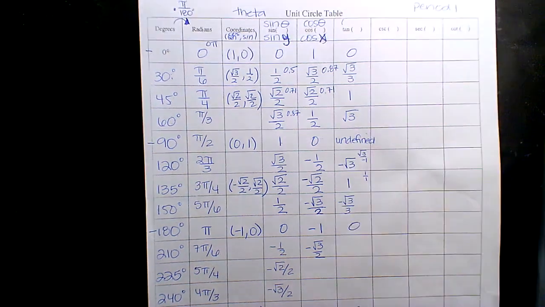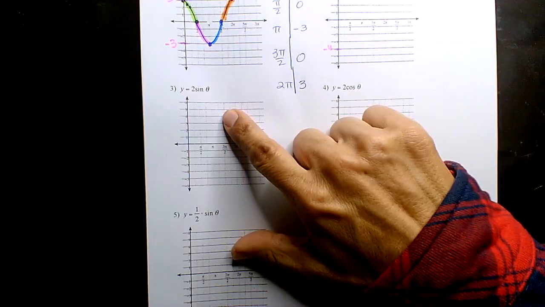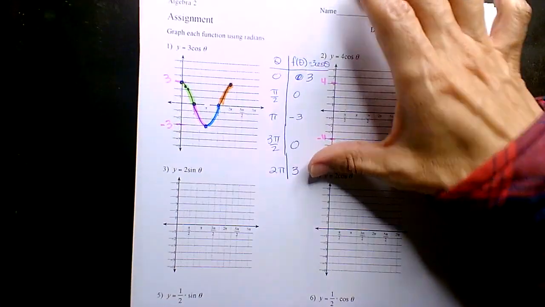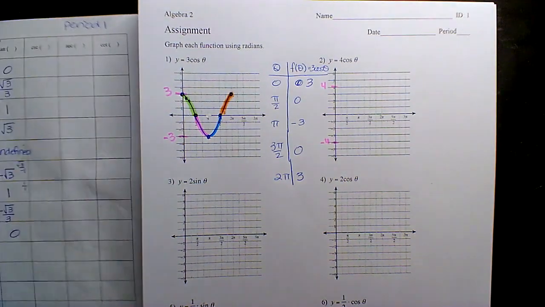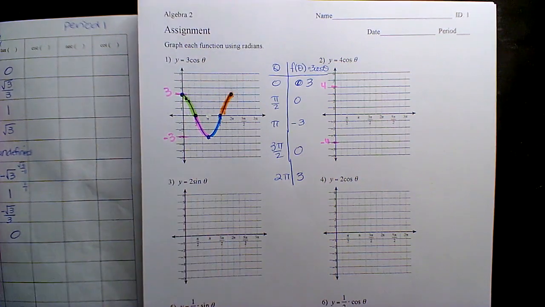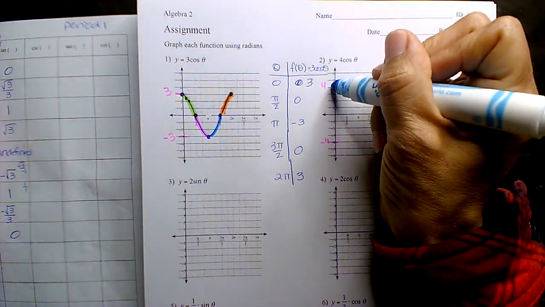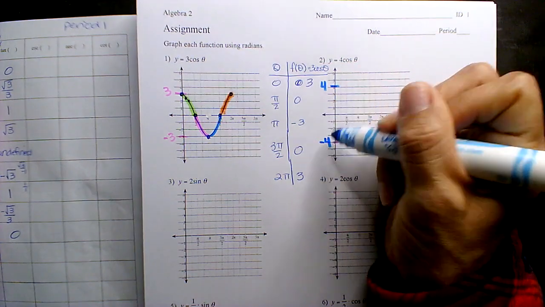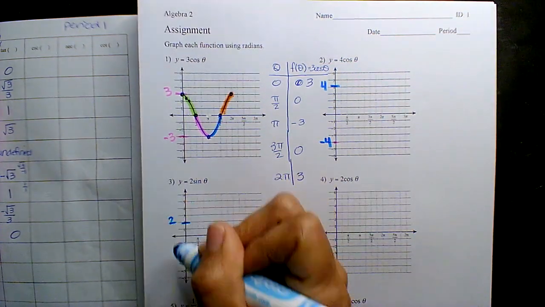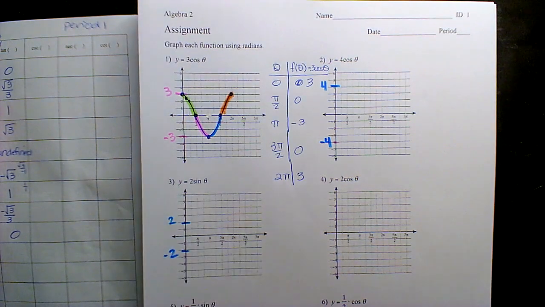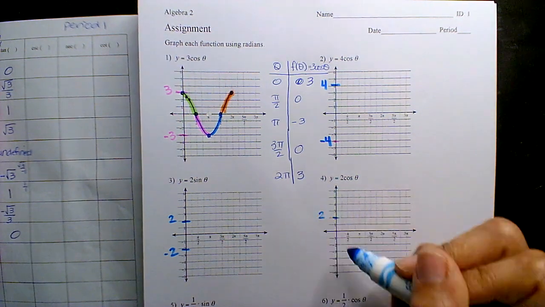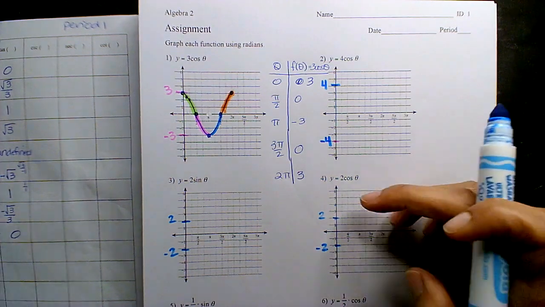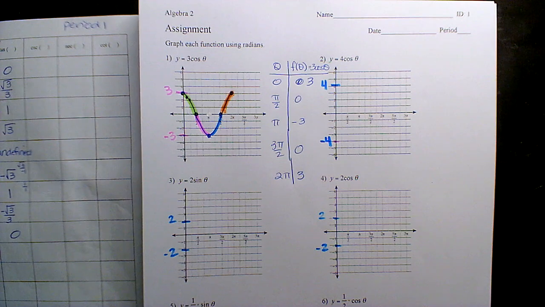Okay, so with that being said, you guys did this worksheet yesterday. It was on amplitude. So like here for 2, what you guys should have noticed is if this was 4 cosine theta, it rose to positive 4 and dropped to negative 4. This 2, it rises to 2, drops to negative 2. That's your amplitude. Okay, and then this one we did yesterday, 2's the high, negative 2, right? Maximum, minimum, right?